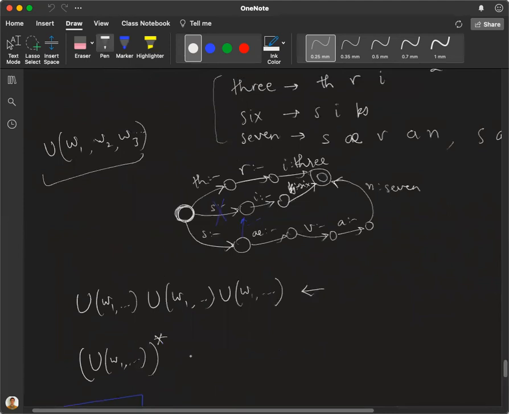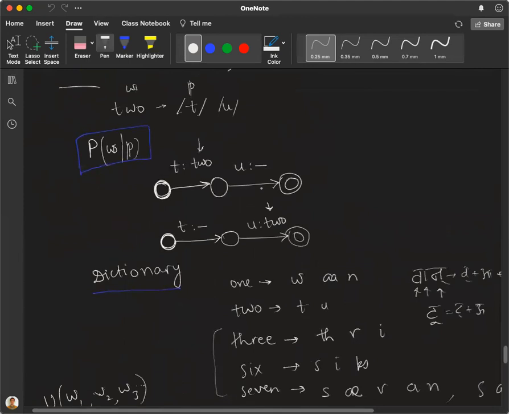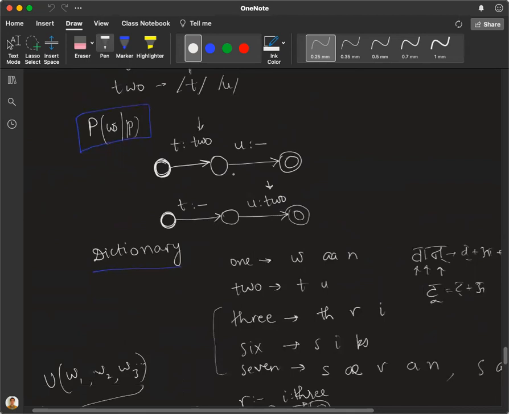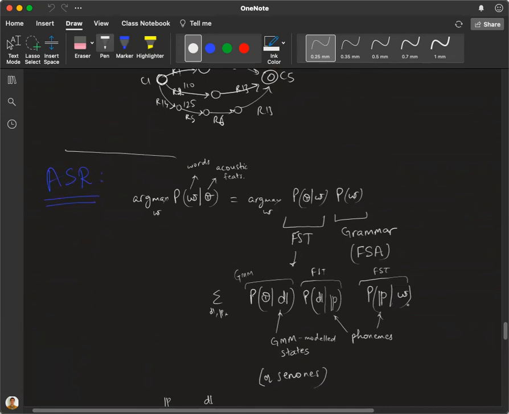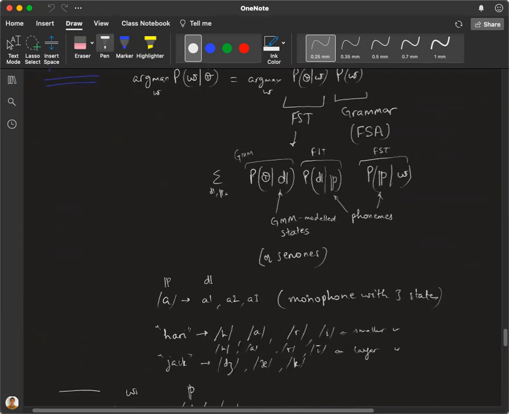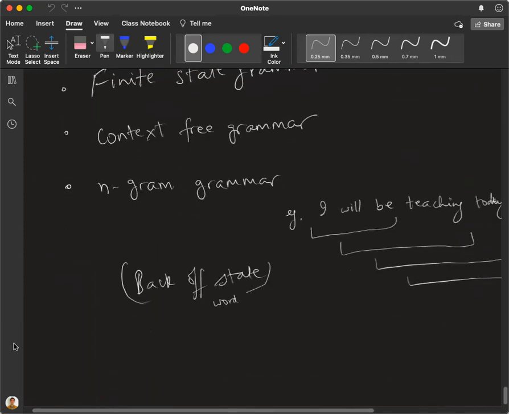So we have discussed P of W, how we model P of W using FSMs, and then how we model P of W given P using the FSMs. Now let us go back to this. So P of W is done, P of P given W is done, P of D given P. The input is the synons and the output is the phonemes. This is called P of P given D. D is the synons, P is the phonemes.